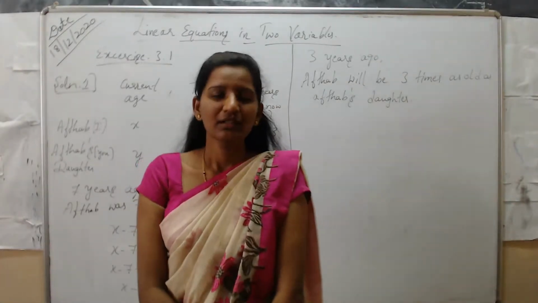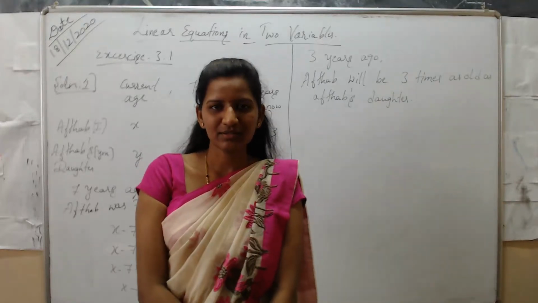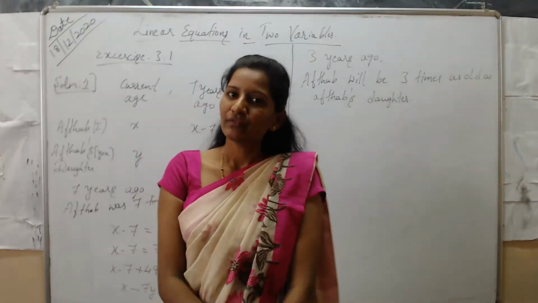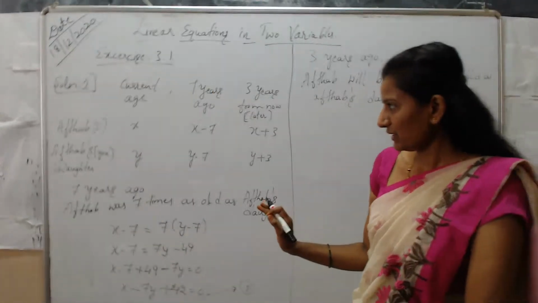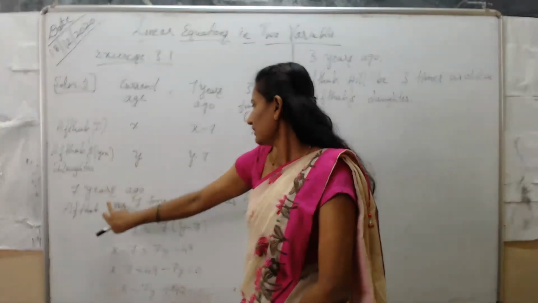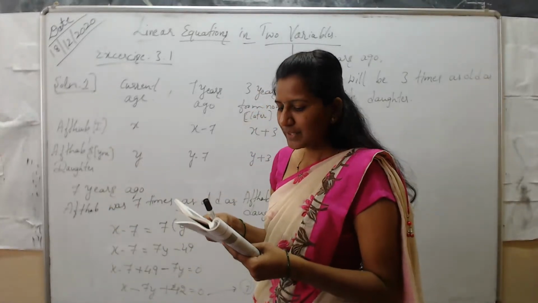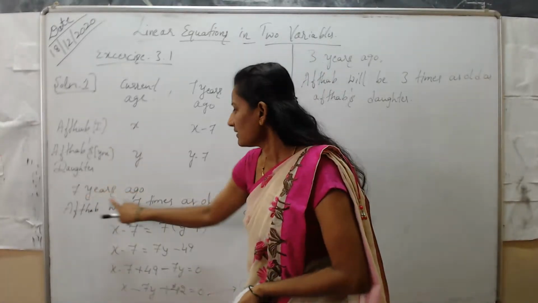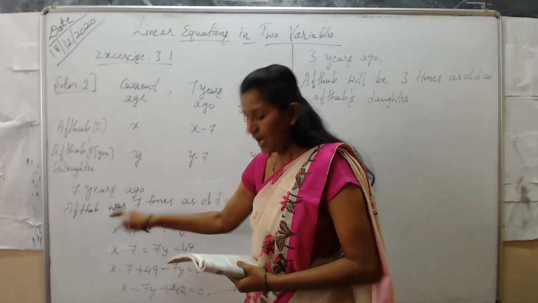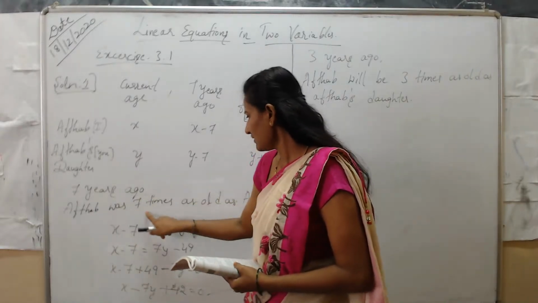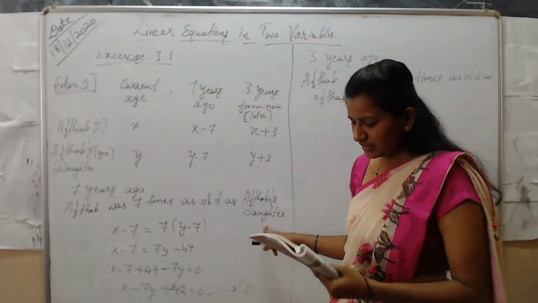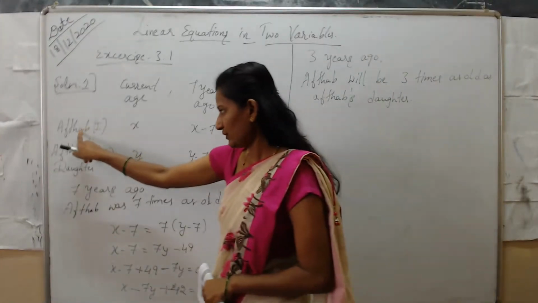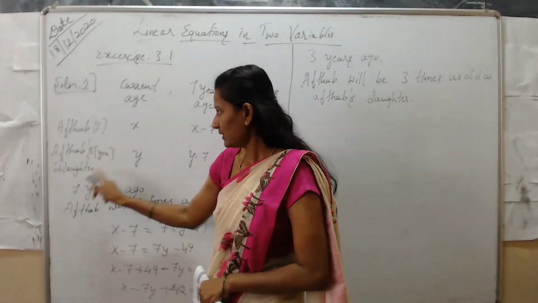Good morning, students. In the previous class, we discussed exercise 3.1, first question up to here. What was the question? Aftab tells his daughter, "7 years ago, I was 7 times as old as you." I means Aftab, you means Aftab's daughter.